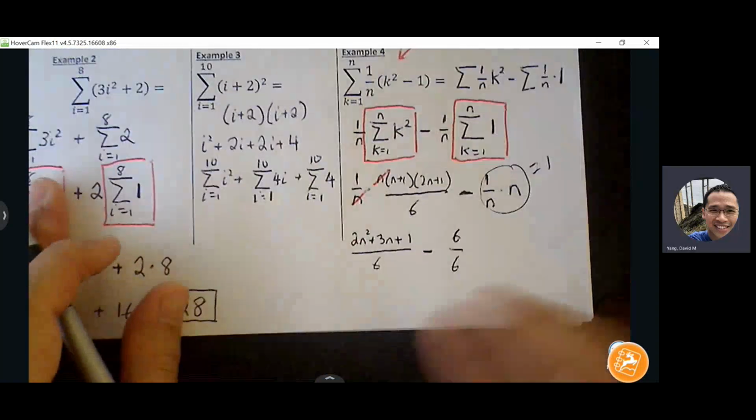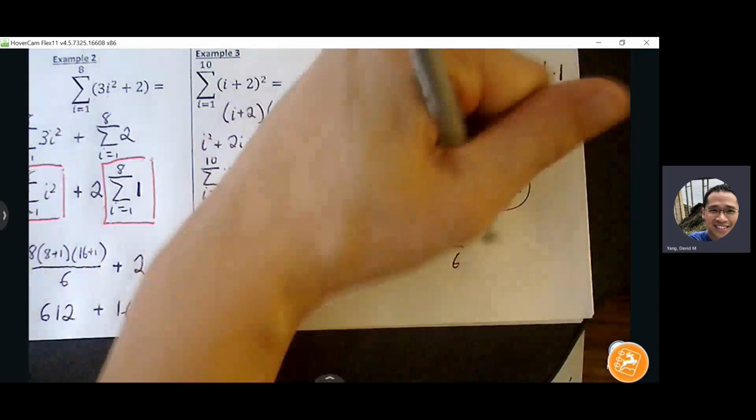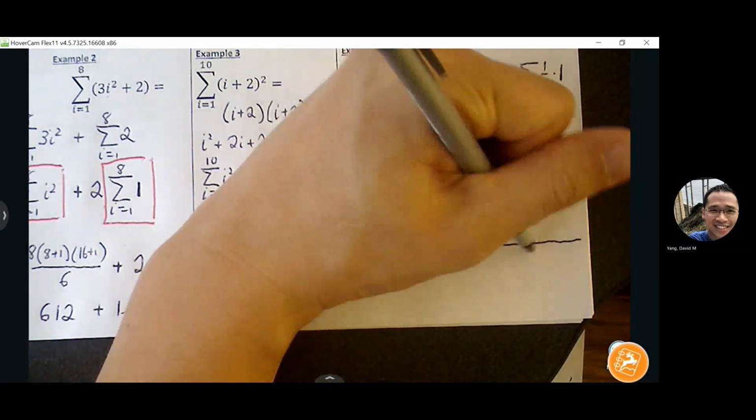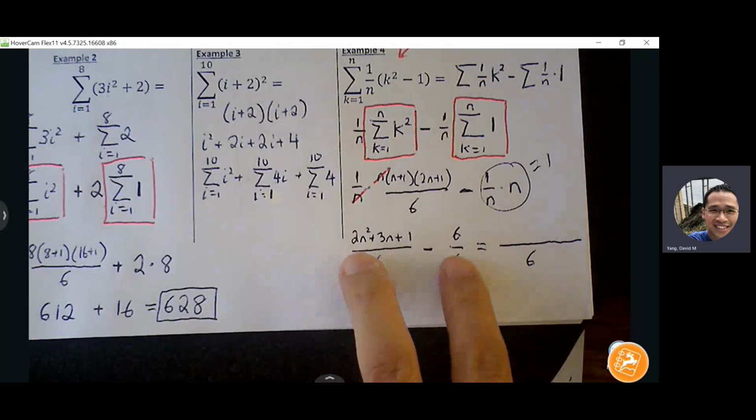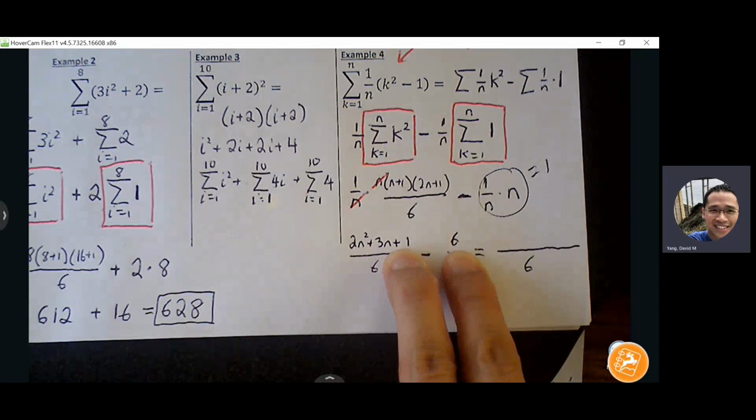We want to get this cleaned up so that I can have it all into one fraction. Now that I have common denominators, I can just merge all the numerators together, right? 2n squared plus 3n plus 1 minus 6. 1 minus 6 is negative 5.